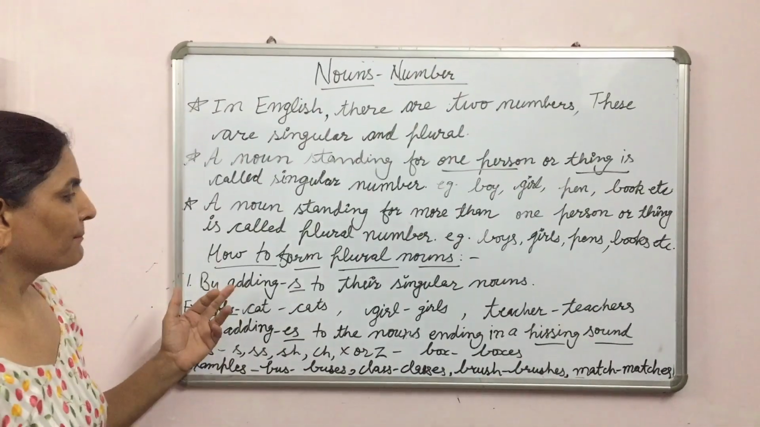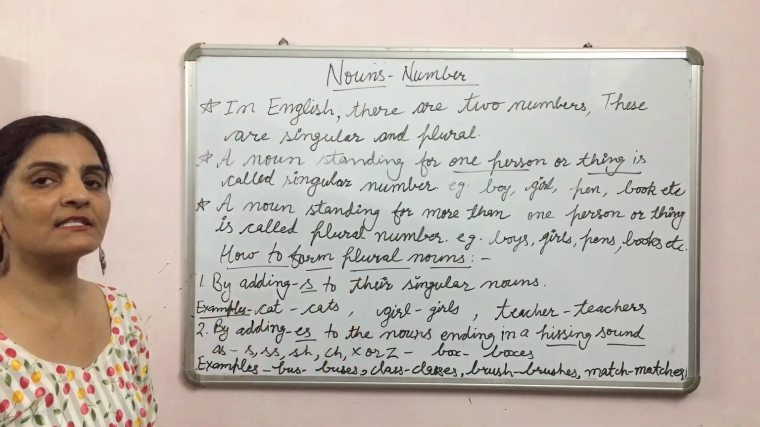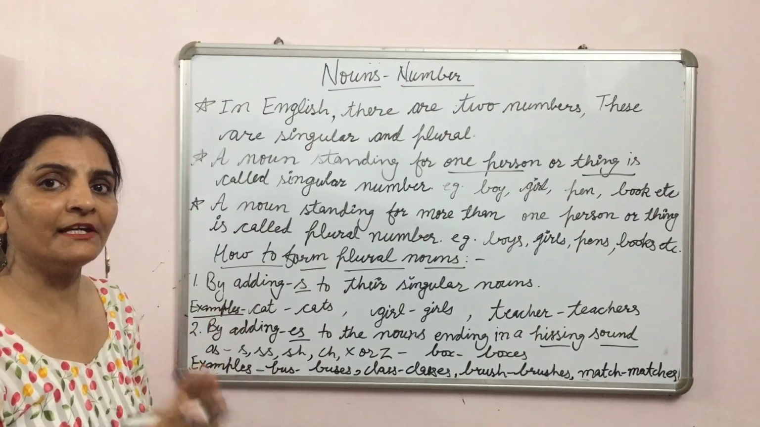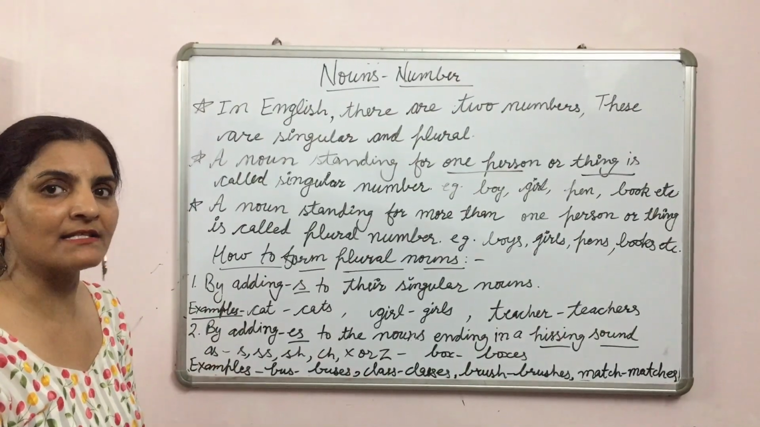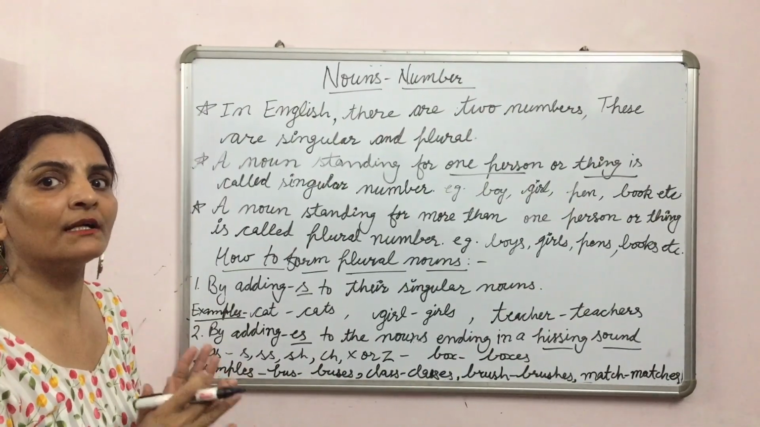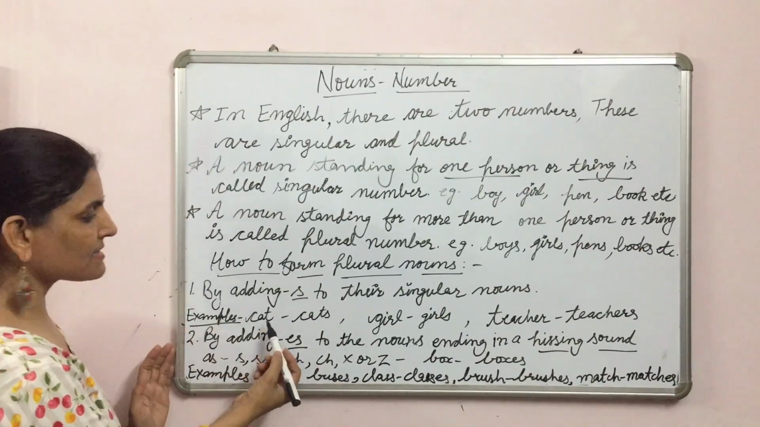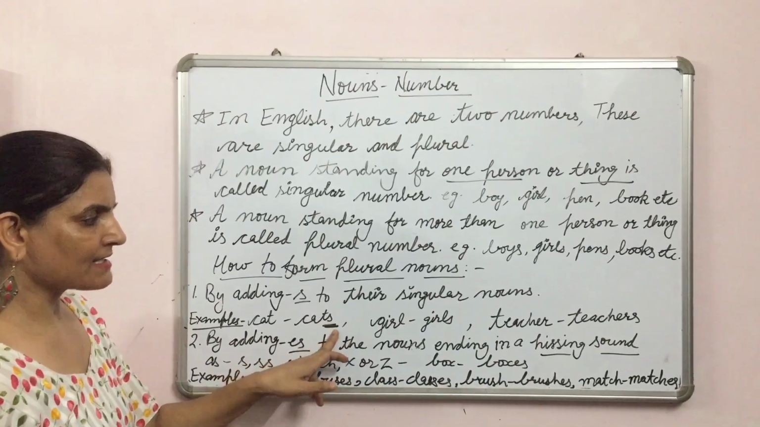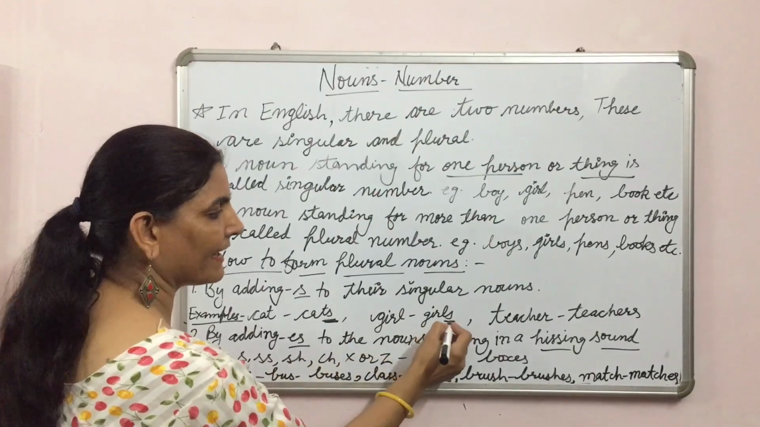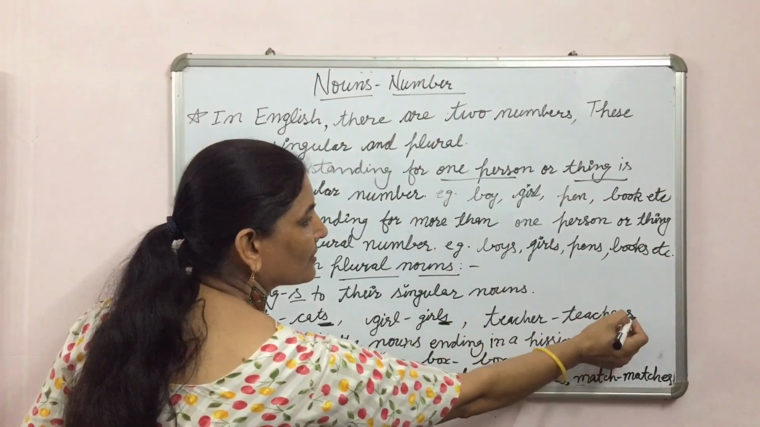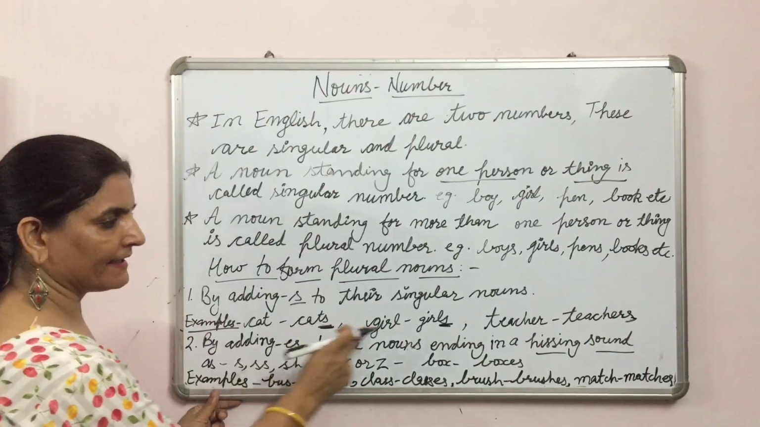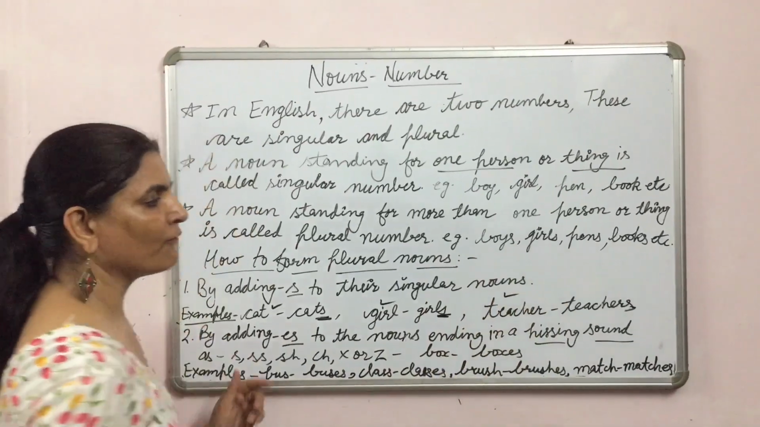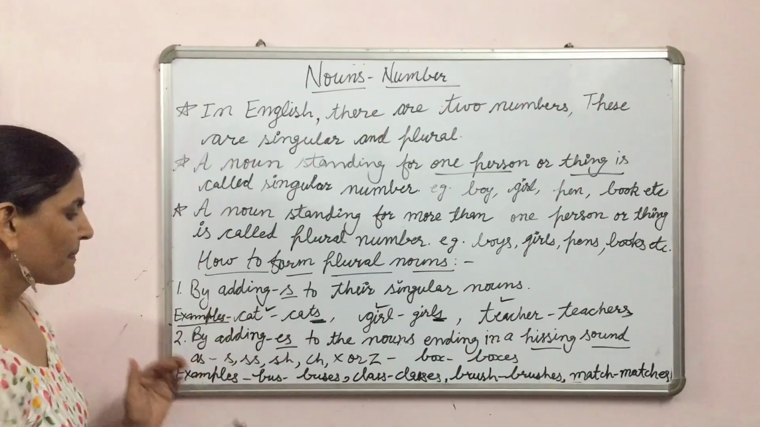By adding s to their singular nouns. Most of the singular nouns are changed into plurals by adding s at the end of the singular noun. Let us see examples. Cat, cats. We have added s here. Girl, girls. At the end, s. Teacher, teachers. By adding s at the end of a singular noun, we have formed plural nouns.